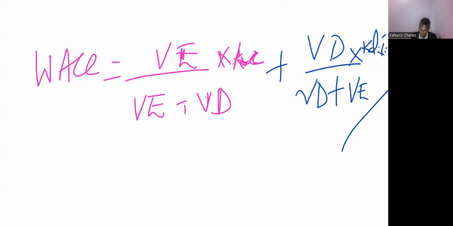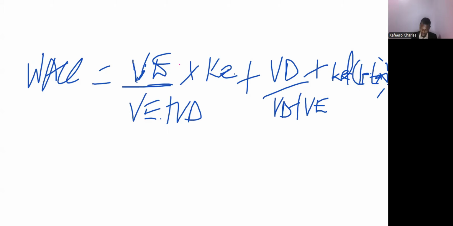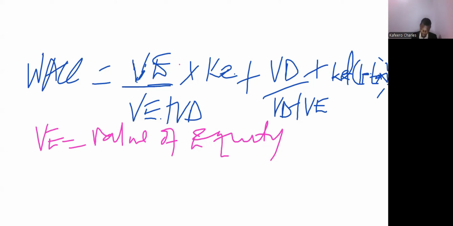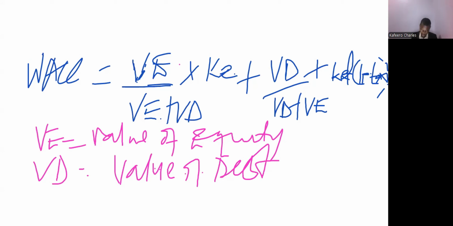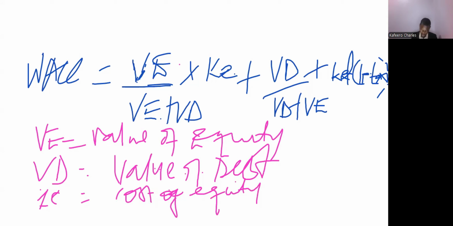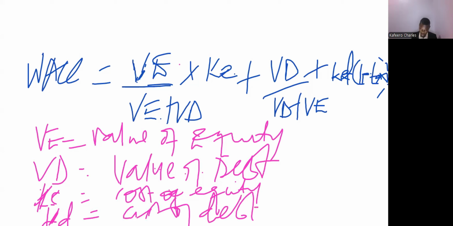So let me rearrange it well. Where VE is the value of equity, VD is the value of debt, KE is the cost of equity, KD is the cost of debt, and then we have T, which is the tax rate.